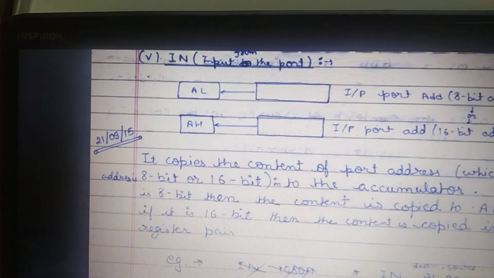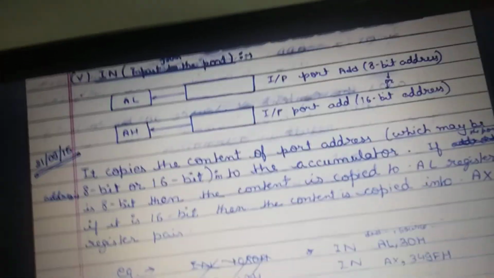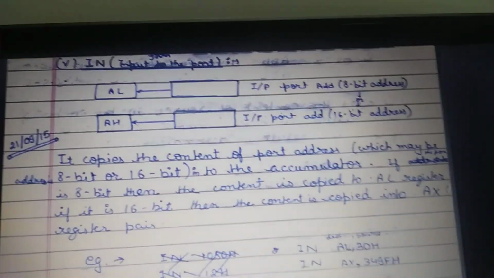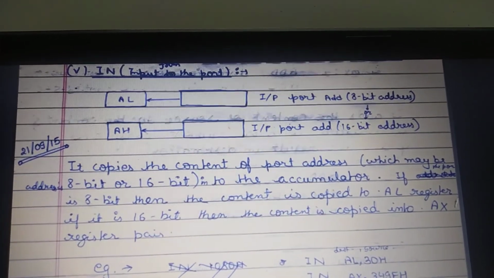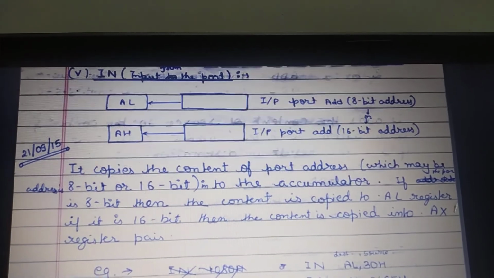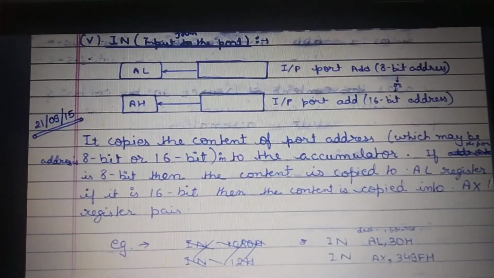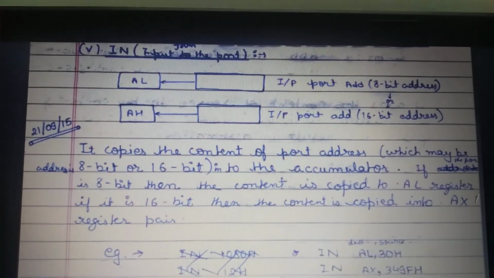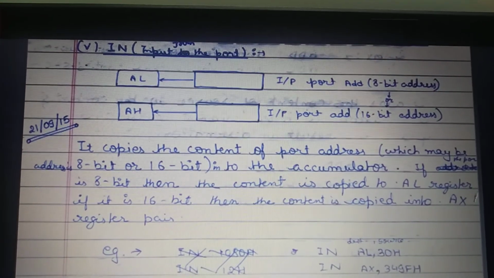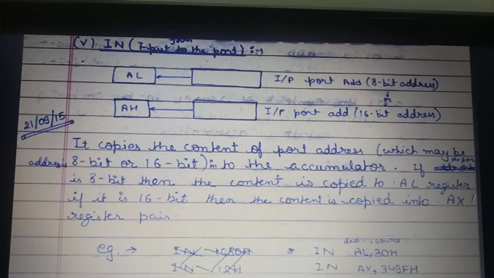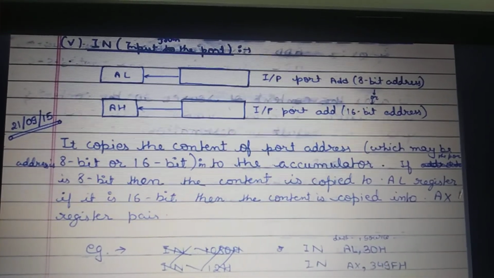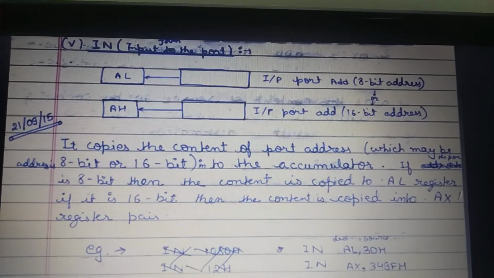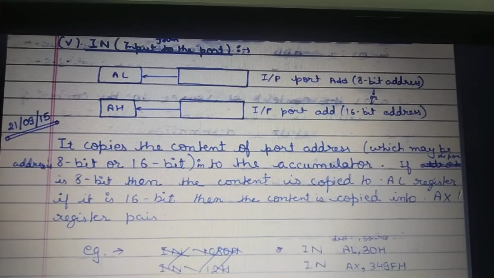When we execute the IN instruction, what is the format of this instruction? IN register comma port address. What should be the register? Here the register must always be the accumulator. The IN instruction is used to read data from an IO port, and that data must be transferred to the accumulator. If this instruction reads 8-bit data, it will be transferred to AL or AH, and if it reads 16-bit data, it will be transferred to AX.